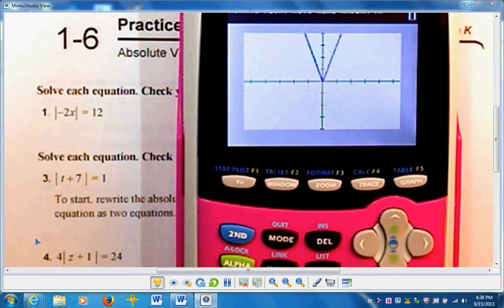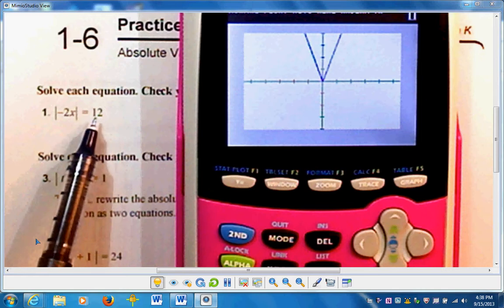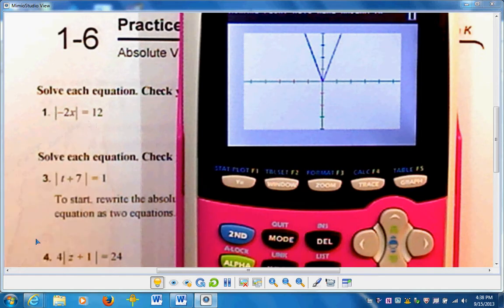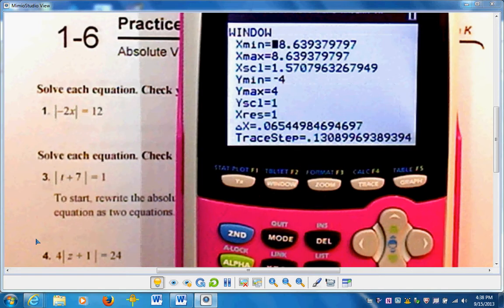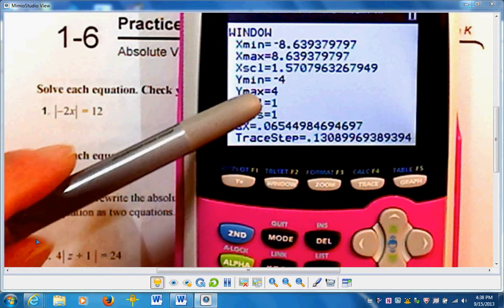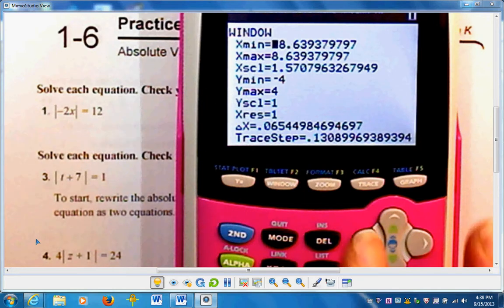but I'm not seeing any intersection, and that's because my window isn't the proper size. If you notice, this is looking for a value of 12. Now that's going to be my y, remember, because I put that in y equals. So I'm going to go to my window and change my y. Right now my y is on maximum of 4, and I'm going to change it. I'm not going to change it to 12. Let's make it something a little bit bigger, like 15.